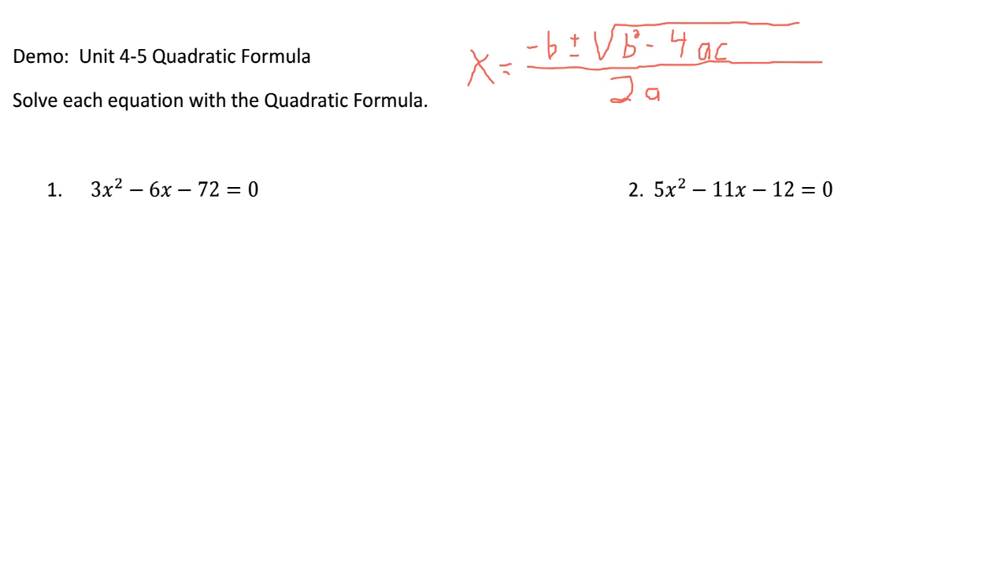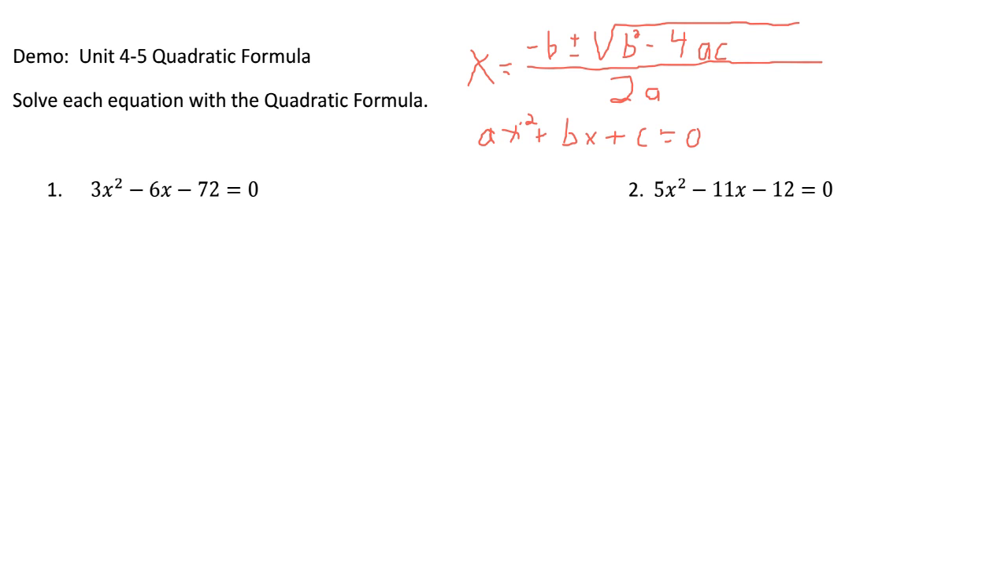And it comes from your quadratic equation where you have ax squared plus bx plus c equals 0. And it has to be like that. It's got to be equal to 0 or it can't be done. So just like factoring, you have to set them equal to 0 to solve.